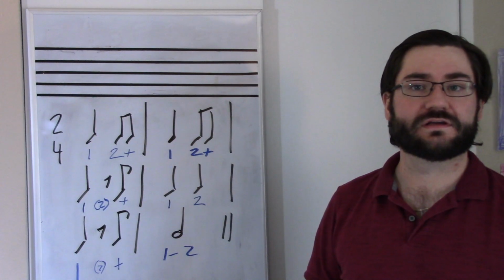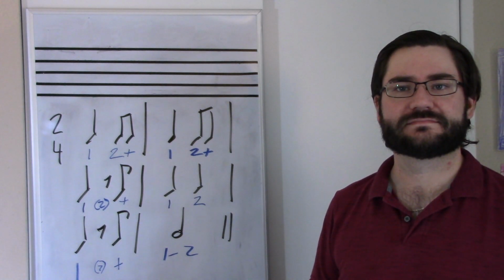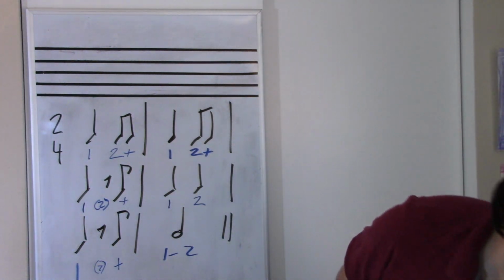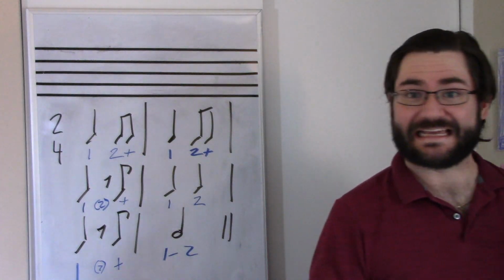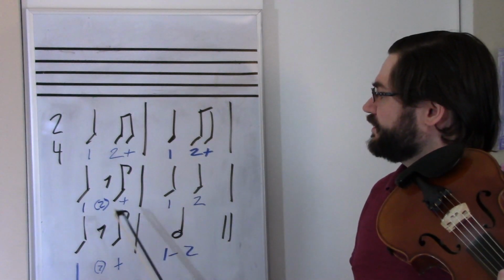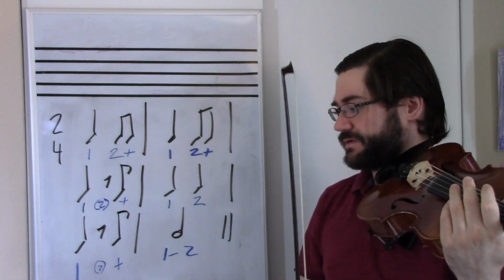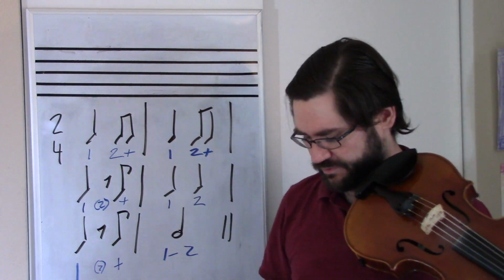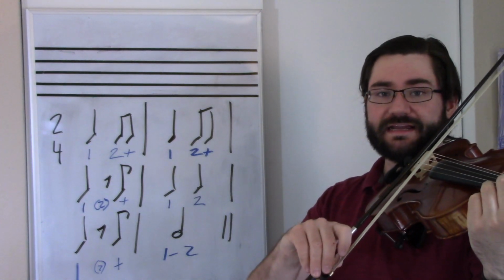How'd you do? Take a second if you need to and try it again. Now let's try playing it. We're still on D. So when you get here, you're going to have a long bow and you're going to have to stop and then do an up bow. Here we go. 1, 2, ready, and.